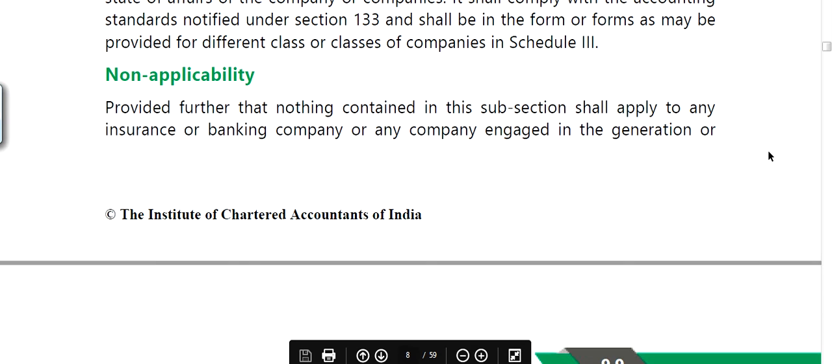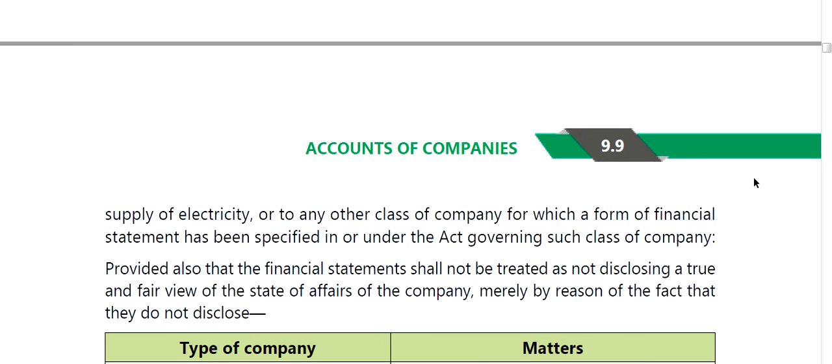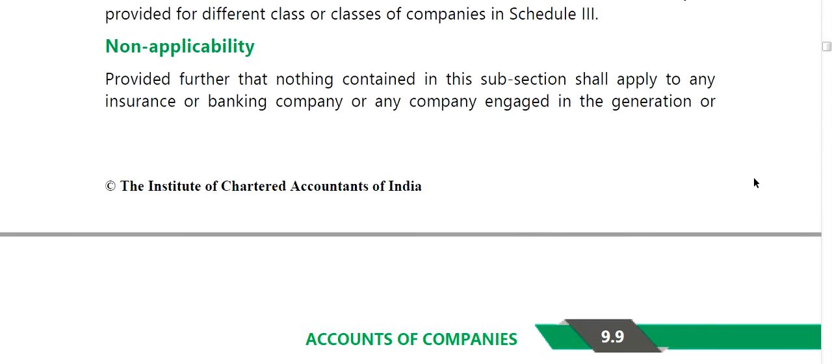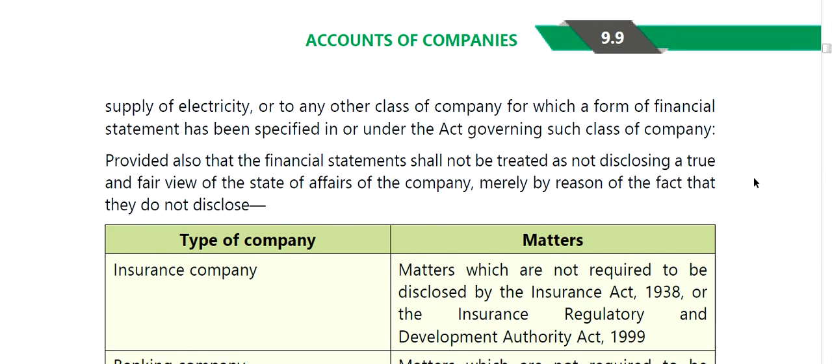Non-applicability. Provided further that nothing contained in this subsection shall apply to any insurance, banking or a company engaged in the generation or supply of electricity, or to any other class of company for which a form of financial statement has been specified in or under the Act governing such class of company. So you cannot say they do not follow Schedule 3 for the banking company or insurance company. They have their own special Act.